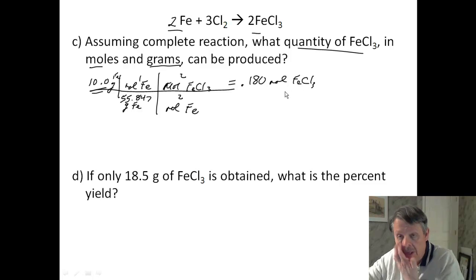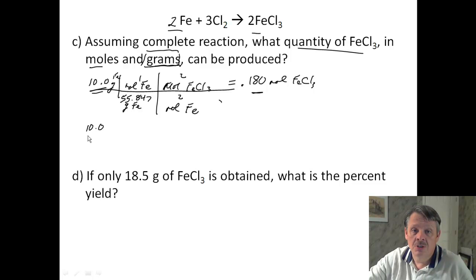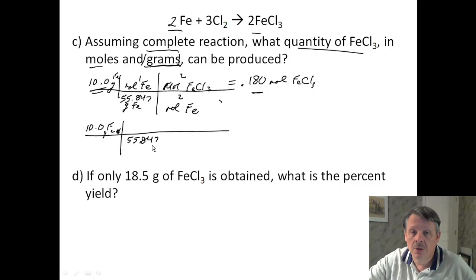Now, realize that I could keep going to get grams, or I could just redo the entire problem. The only problem with stopping and then starting again is that I did some rounding to come up with this answer. So when I go to grams, I'm going to continue to round, and that's not a good thing. So it often is a better choice to just start all the way back at the beginning so that you don't get any rounding error along the way. So we're going to start with 10.0 grams of Fe and 55.847 grams of Fe in 1 mole of Fe.